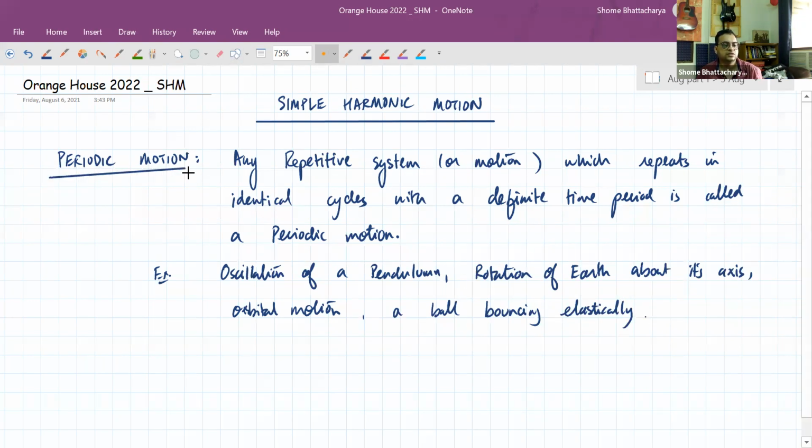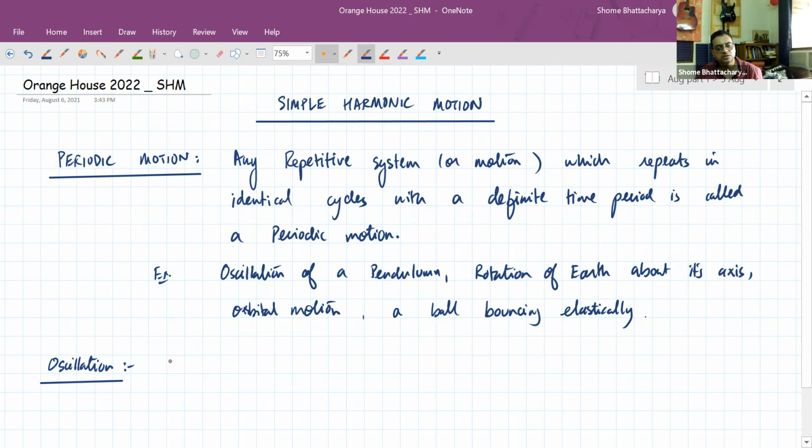Now further within this, we have a special category of periodic motion, which is called an oscillation. So we've included an example of oscillation, that of the pendulum, within the category of periodic motion, but we'll see that oscillation is actually like a subset of periodic motion. It's a specific type of periodic motion.